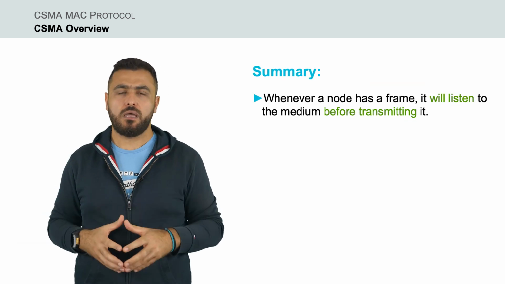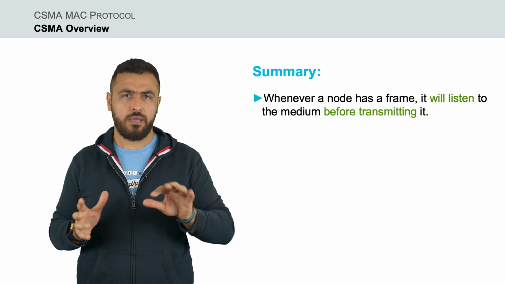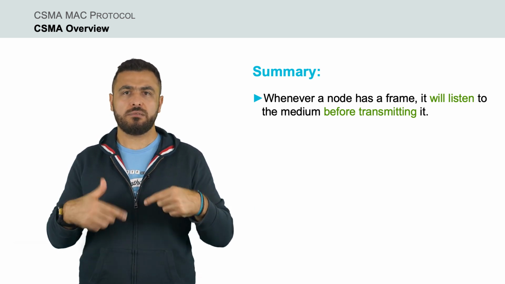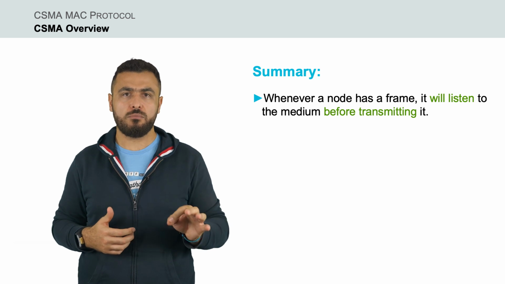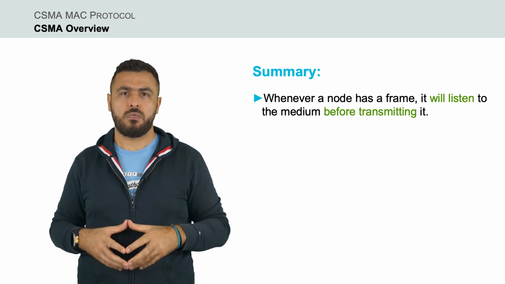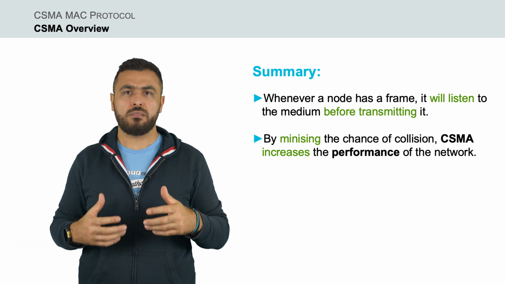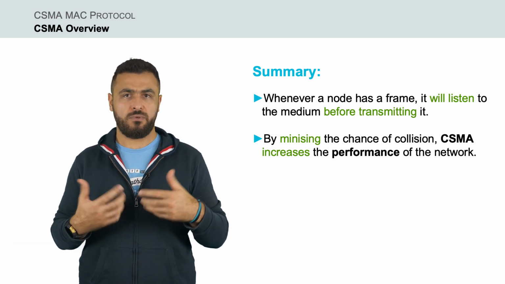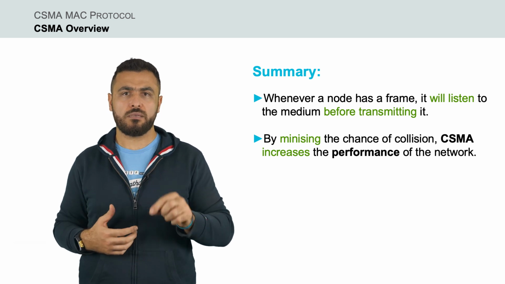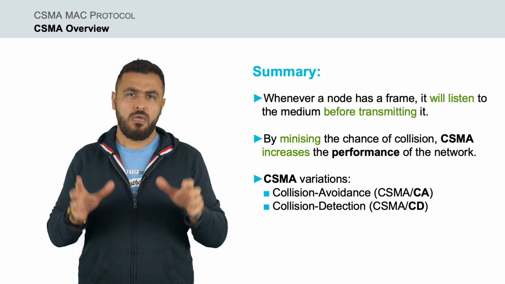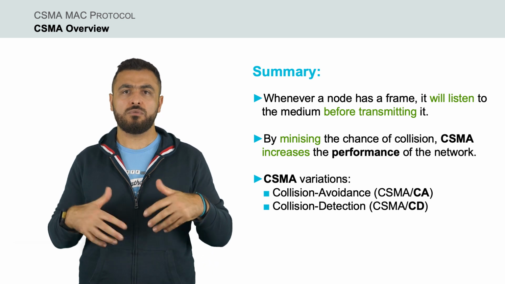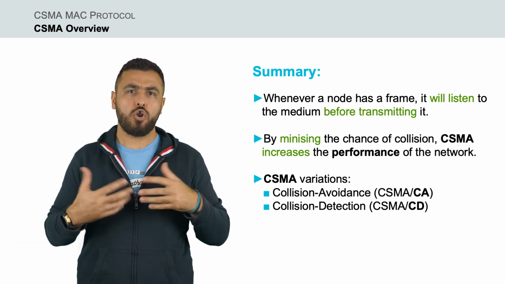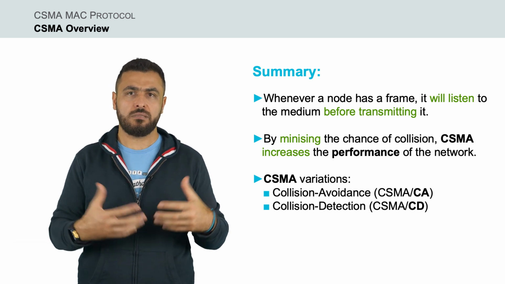To summarize, under the CSMA MAC protocol, unlike Aloha, whenever a node has a frame to transmit, it will listen first to the shared transmission medium before transmitting. Next, by minimizing the probability of collision, CSMA essentially increases the performance of a network when it is compared against Aloha protocols. Variations of CSMA include the addition of collision avoidance, CSMA/CA, and collision detection, CSMA/CD techniques.